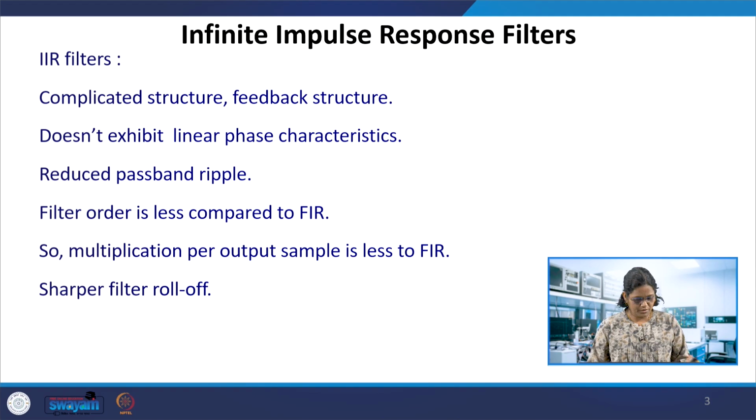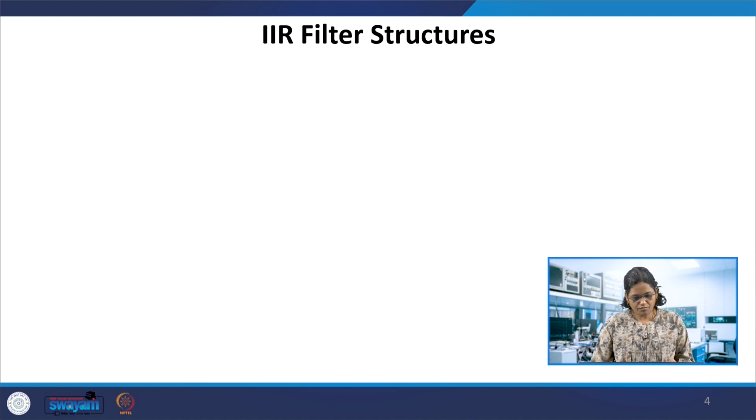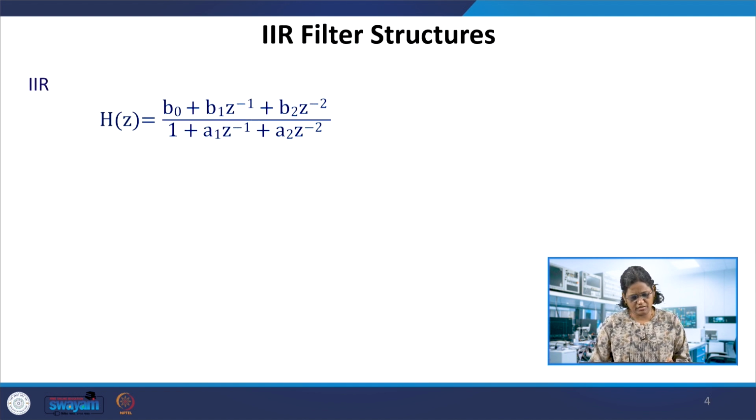And then a sharper filter roll off, the roll off rate of the filter is good. For a given number of multiplications per output sample, the IIR gives better filtering. If you take the multiplications per output sample in the hardware, which is very costly in the DSP, and compare FIR and IIR, IIR gives the better filtering. So the structure of the IIR and FIR filters: for FIR we had the linear phase and direct forms also. So here I'll see the IIR case.